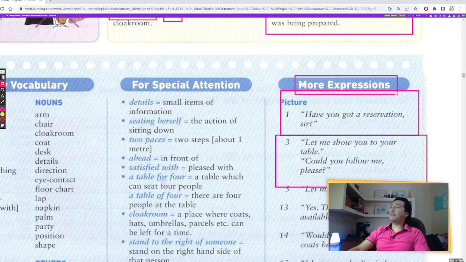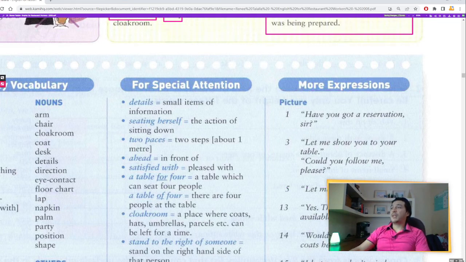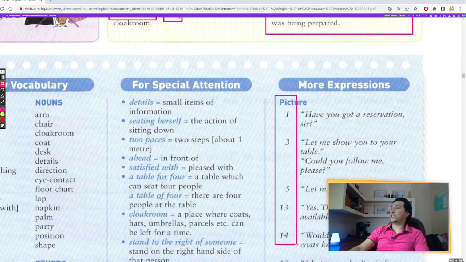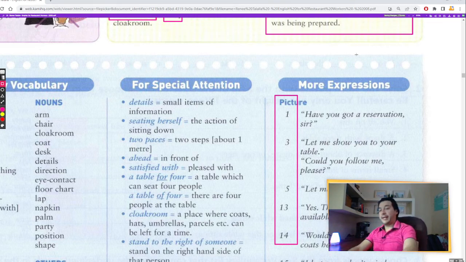That means every class has 2 or 3 options for the same phrase, for the same situation. The situation is in the pictures. So, they put a title on the phrases. Picture 1, picture 3, picture 5, picture 13, picture 14. Let's look at them together. Ready?